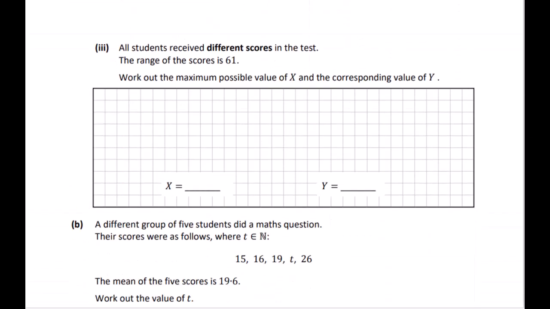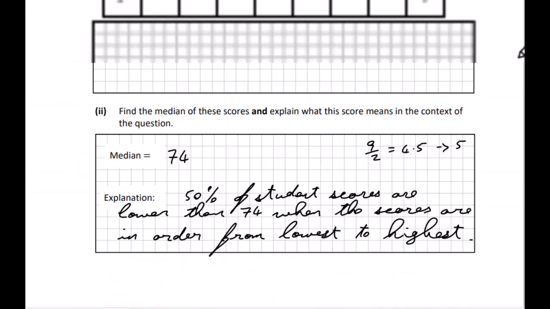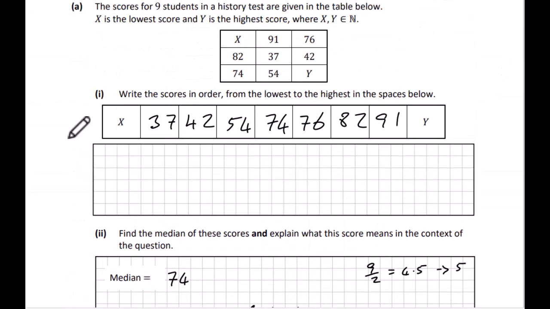All students receive different scores in the test. The range of these scores is 61. Work out the maximum possible value for X and the corresponding value for Y. So if we look at these scores, we've got to work out what X and Y are. We're told that the range is 61. We've got to work out the maximum possible value for X.